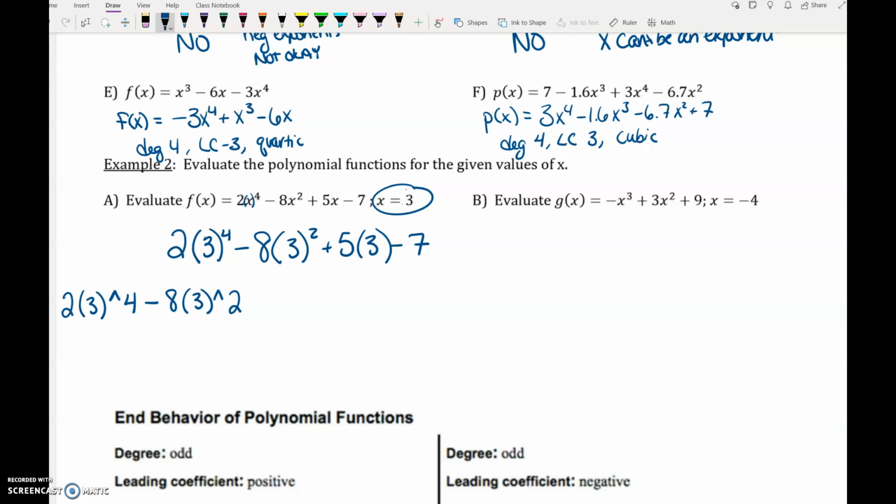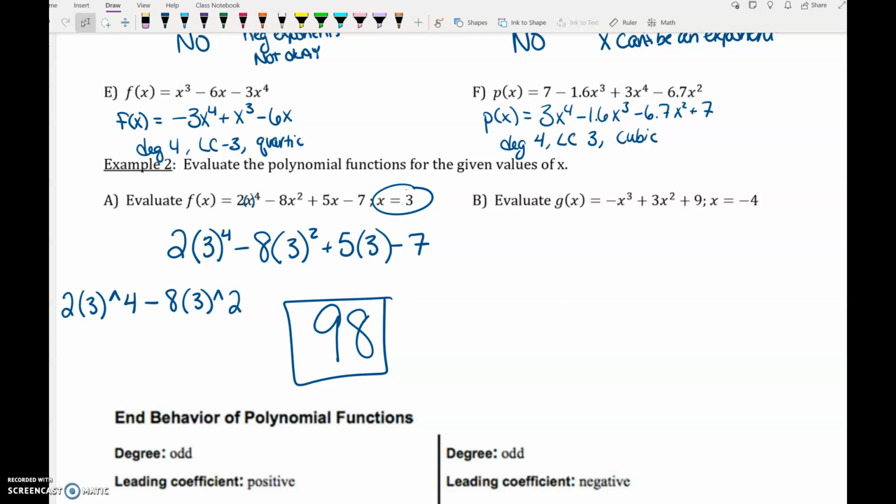Oops. Oh my gosh, I cannot type it in correctly right now. Minus 8 times 3 squared. You should get 98.